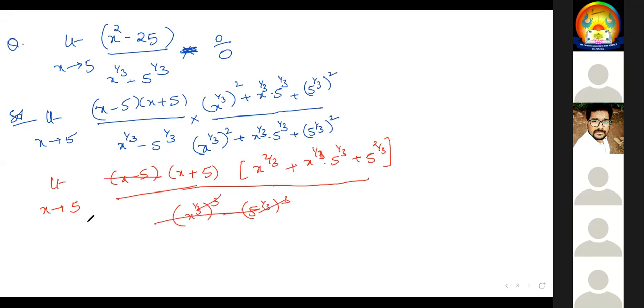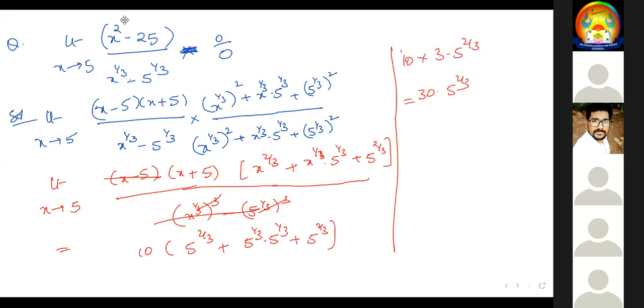3 is getting cancelled. X minus 5 is left. X minus 5 cancels with this. Now substitute. It will become 10 into 5 power 2 by 3 plus 5 power 1 by 3, 5 power 1 by 3 plus 5 power 2 by 3. So that is equal to 10 into. Understood?